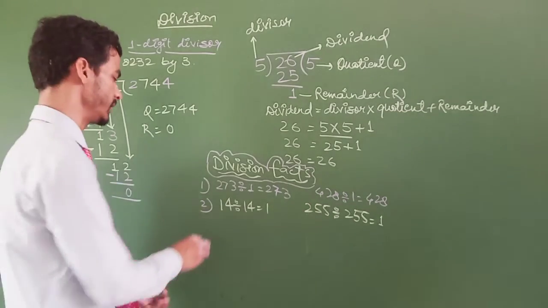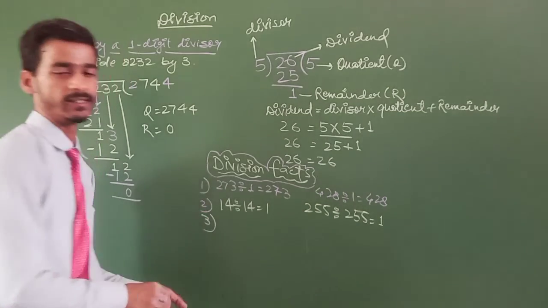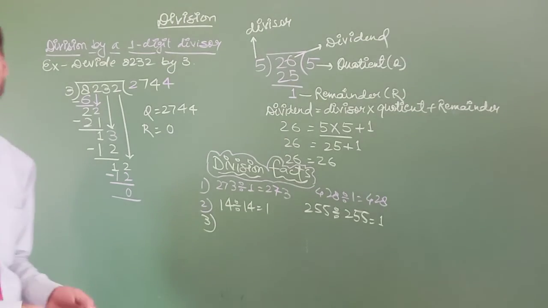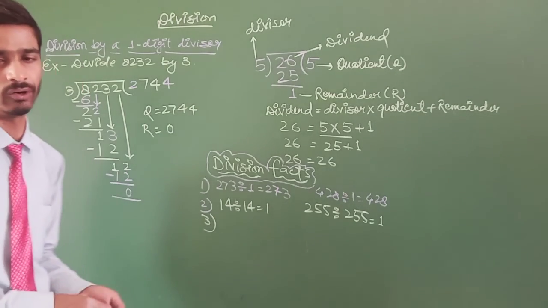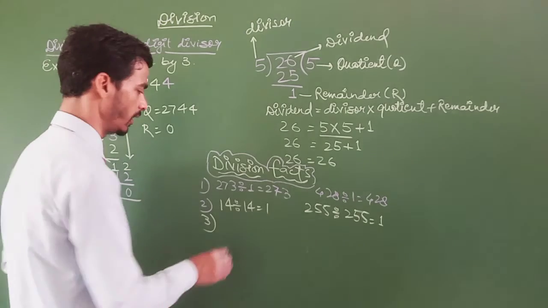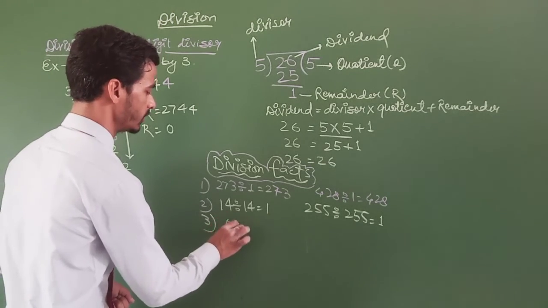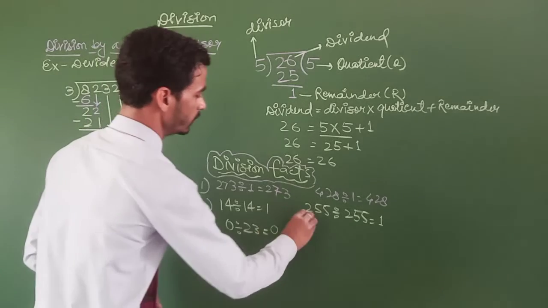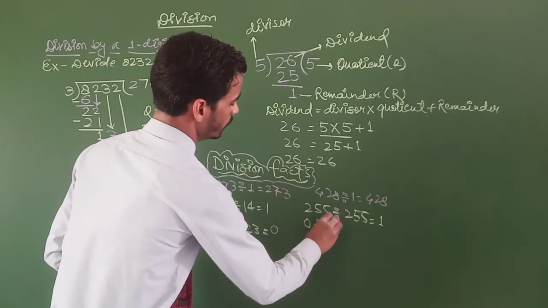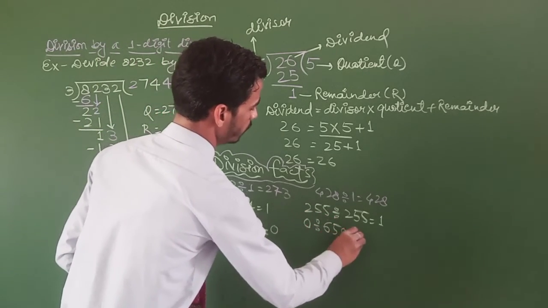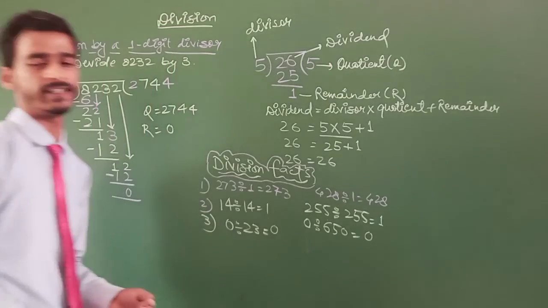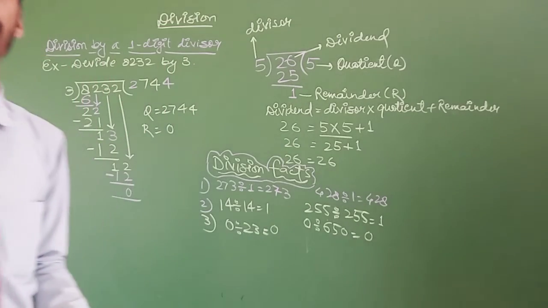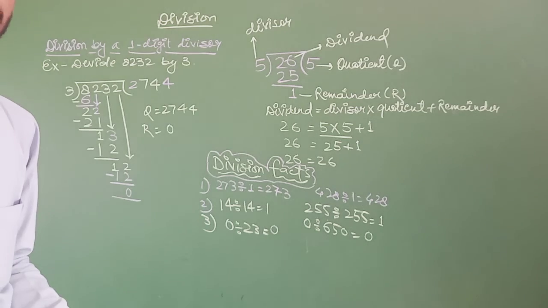Now the third fact is when 0 is divided by any number, the quotient is 0. 0 divided by 23 is equal to 0. 0 divided by 650 is equal to 0. When 0 is divided by any number, the quotient is 0. Now listen carefully to the next topic.